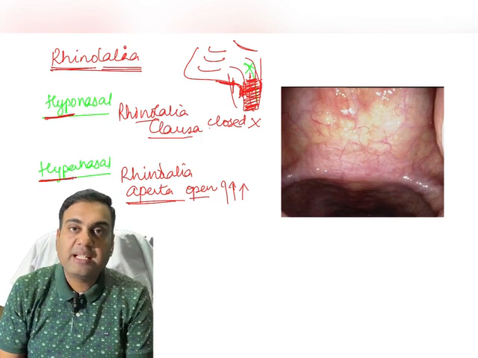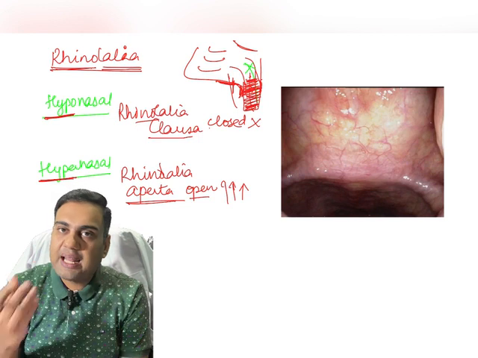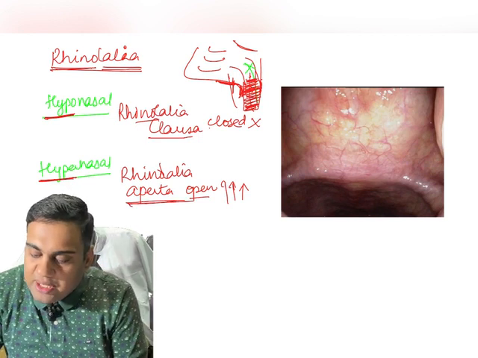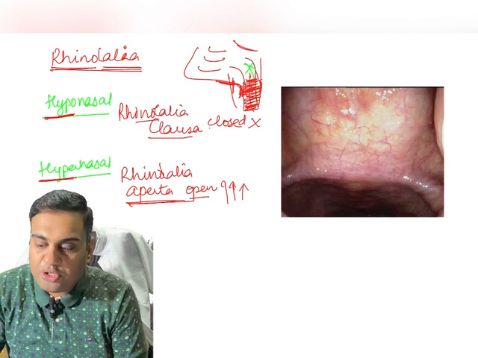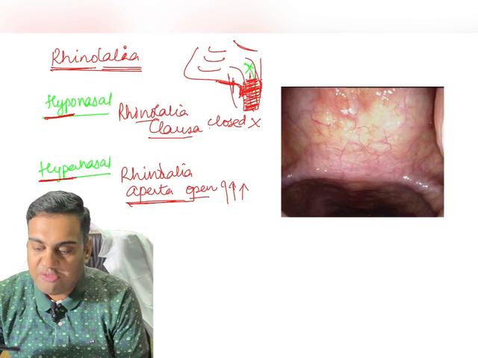Hypernasal voice, it will be seen where? It will be seen in palatal palsy. It will be seen in cleft palate. These are the conditions where you will get this. So why have I kept this particular photograph over here for you all? Now I will give you a hint. I am looking from the nasopharynx.